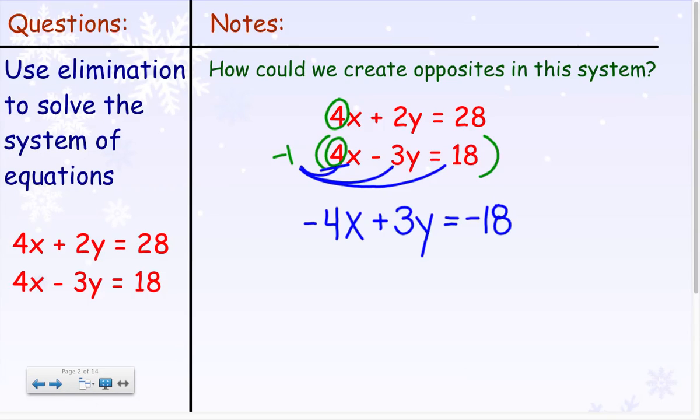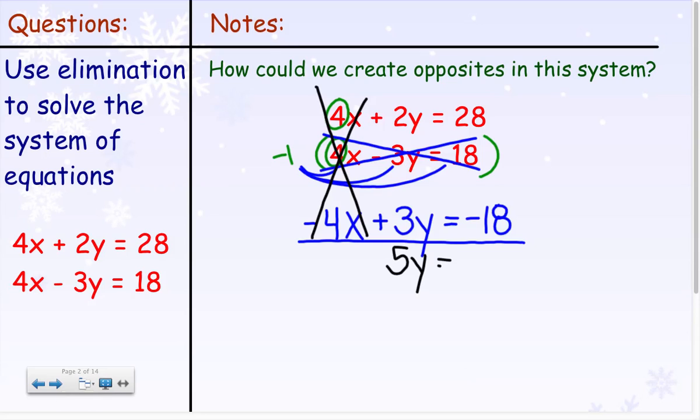After you've times every number in one of the equations by what you wanted to, let's cross it off. We're not going to use it anymore. Now I know I did this correctly because I have opposites. 4 and negative 4 make 0. So 2y and 3y make 5y. 28 minus 18 gives me 10. Divide both sides by 5, and I'm left with y equals 2.